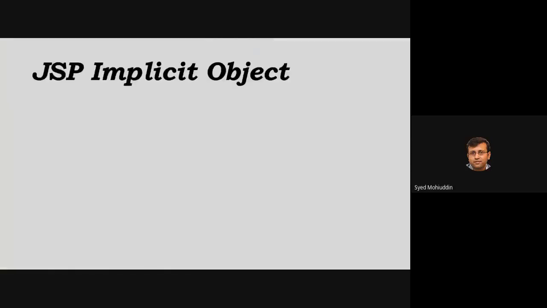Now the other important thing in JSP is the JSP implicit objects. There are three implicit objects in JSP. Implicit, obviously, the word itself says that these are objects that are already there. Automatically present in Java Server Pages. We have one called the request, the other one the response, and the third one is the session.